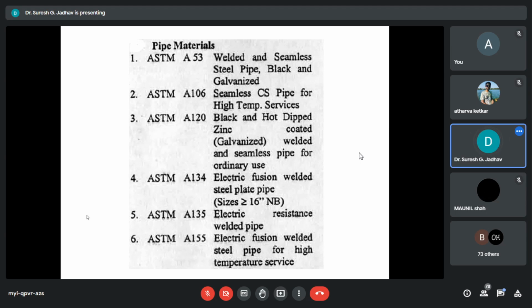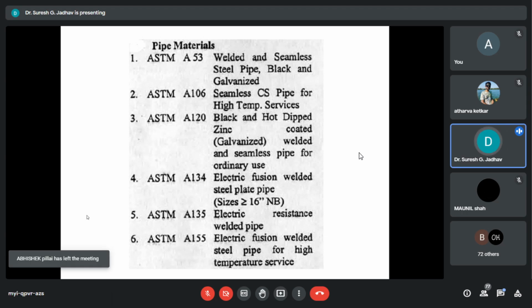Now the next one is ASTM A134. Here we can use electric fusion welded steel plate pipes, and the size is greater than or equal to 16 inch NB, then we can use ASTM A134. So here we are performing electric fusion welding on steel plate pipes. Therefore we require more than 60 inch size. NB stands for nominal bore.